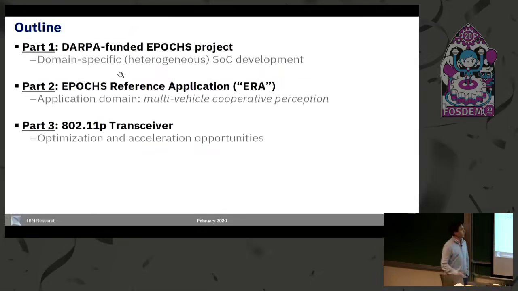So the talk will be organized in this way. I will start very briefly describing this EPOCS project that we are at IBM leading with the university partners, and a little bit about this new era of heterogeneous chips, right? And then I will go from that broad concept to more specific into one piece of that project, which is this EPOCS reference application, or ERA, which is about cooperative perception in vehicles. And then I will focus on something even more specific, which is one element in that application, which is the IEEE 802.11p DSRC transceiver within ERA, and some optimization and acceleration opportunities that we have identified so far, right?